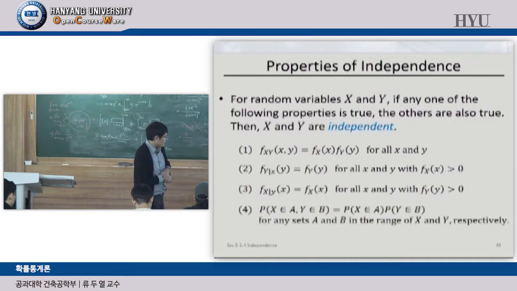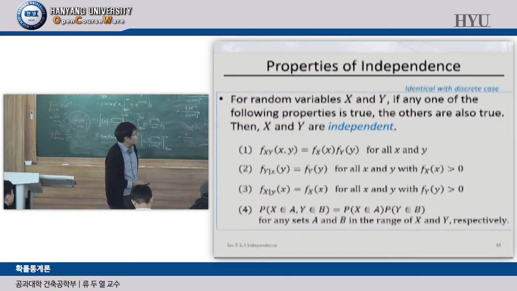And this is the last relationship, that is the probability of x when x is included in a set A and y is included in a set B should be equal to the multiplication of each probability, okay, for any set A and B in the range of x and y respectively. And it is also identical with the previous discrete case, okay?